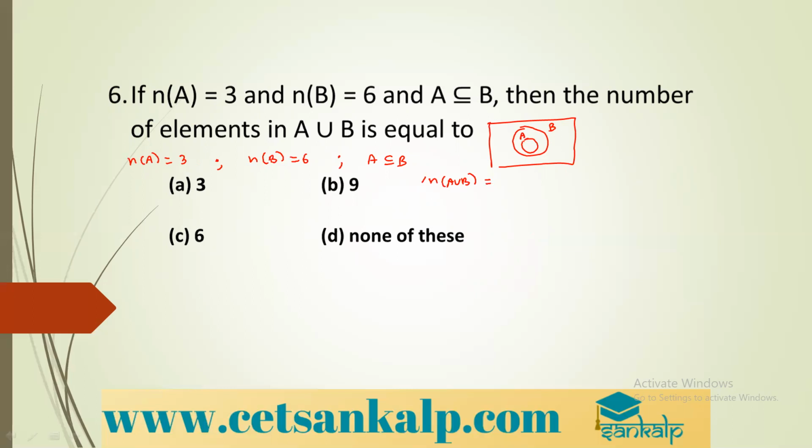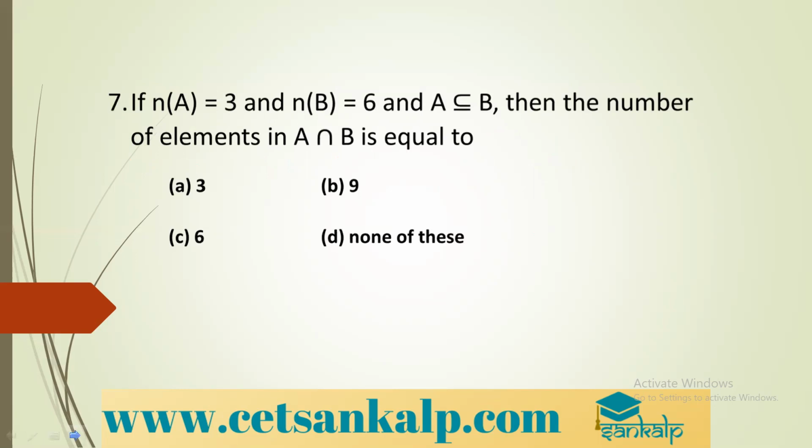So when you shade A and shade B also with the same design, A union B, you can see that it is nothing but the set B only. So A union B means the set B itself. And in set B, 6 elements are there. So the answer will be 6.